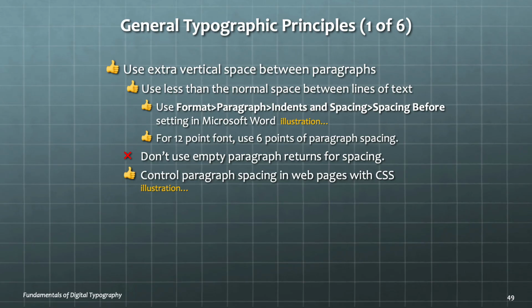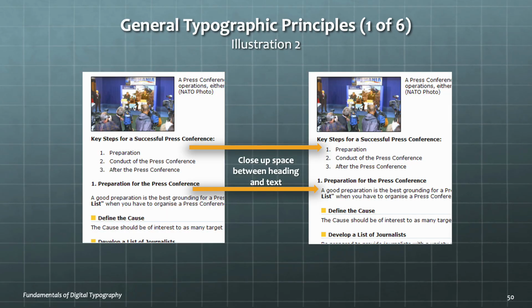One thing I've found annoying in creating web pages is that the standard amount of spacing that the browser uses between paragraphs is too much. It just doesn't look right. You can control this with CSS. Here's an example of the need to close up the space between paragraphs. By default on web pages, the browser inserts too much space.